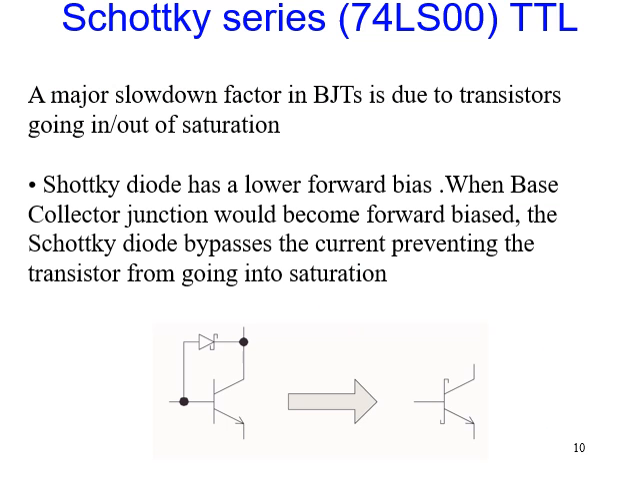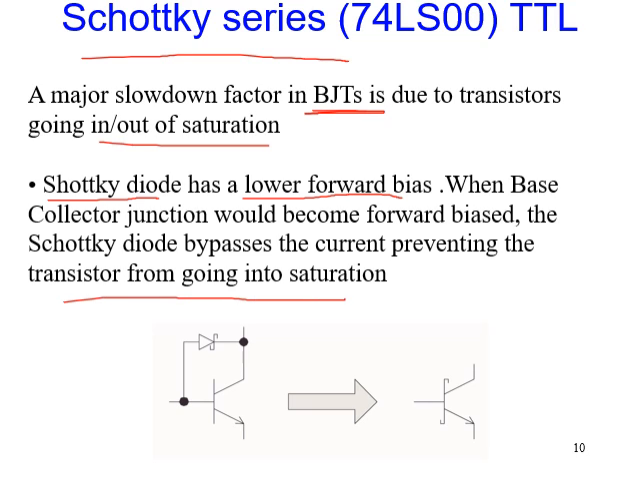Another TTL variation is the Schottky series. In a BJT, the circuit may get slow because the transistor goes into saturation and again it has to revert back from saturation. This takes a lot of time. So in that case, what we can do is use a Schottky diode because it has a lower value of forward bias. So what will happen? It will prevent the transistor from going into saturation. That's why this Schottky TTL series would be faster.